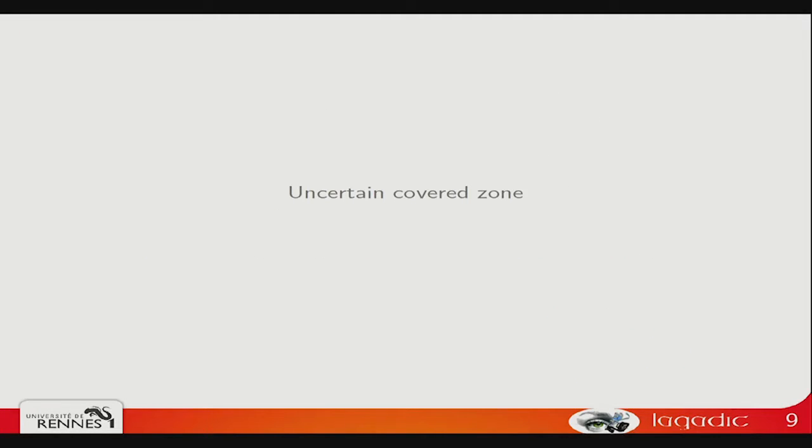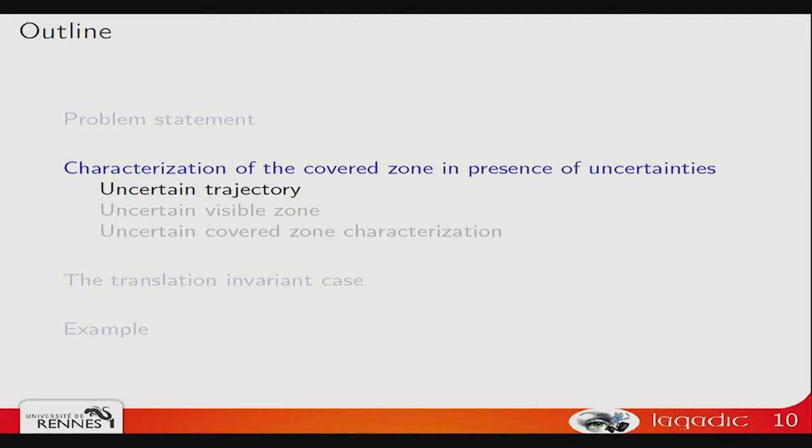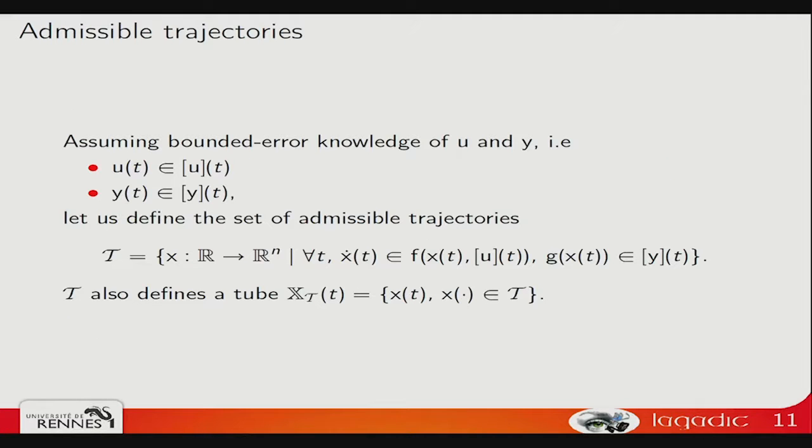Now we'll talk about the uncertain covered zone. We'll do it step by step: first the trajectory, then the visible zone, then the covered zone. First, the trajectory is uncertain in practice because we don't have exact knowledge of the evolution model, and we don't have exact measurements either.